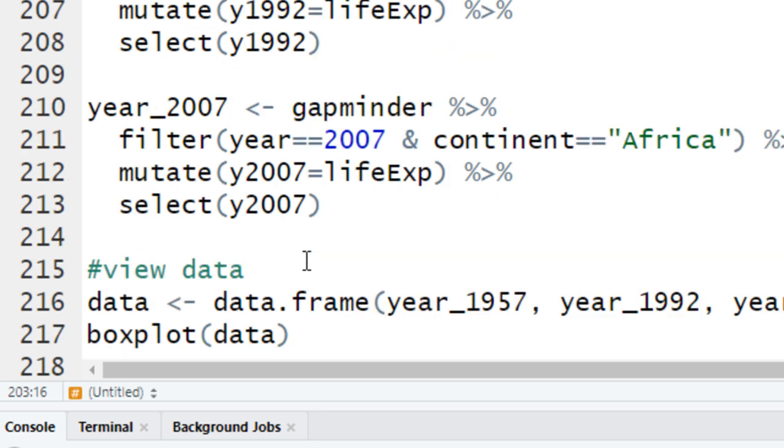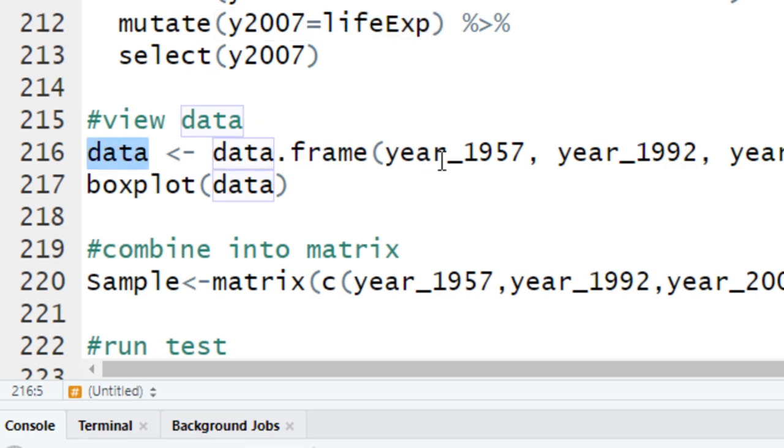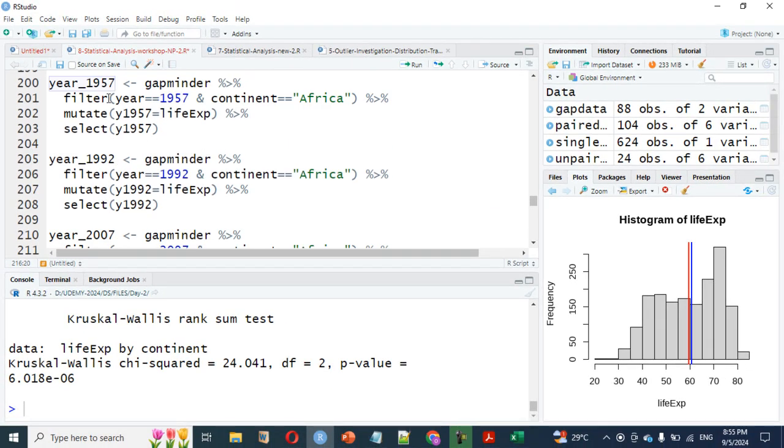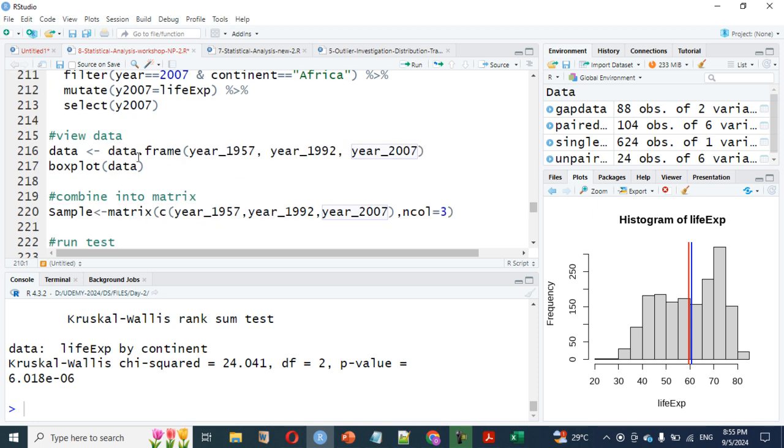So don't forget what it means here. It's still talking about life expectancy for this year. So we want to fill, so let's first fill the data. Let's say we create data equals to data.frame. We pass the first one we created here, we pass the second one in, we pass the third one in. So we create a data frame now.